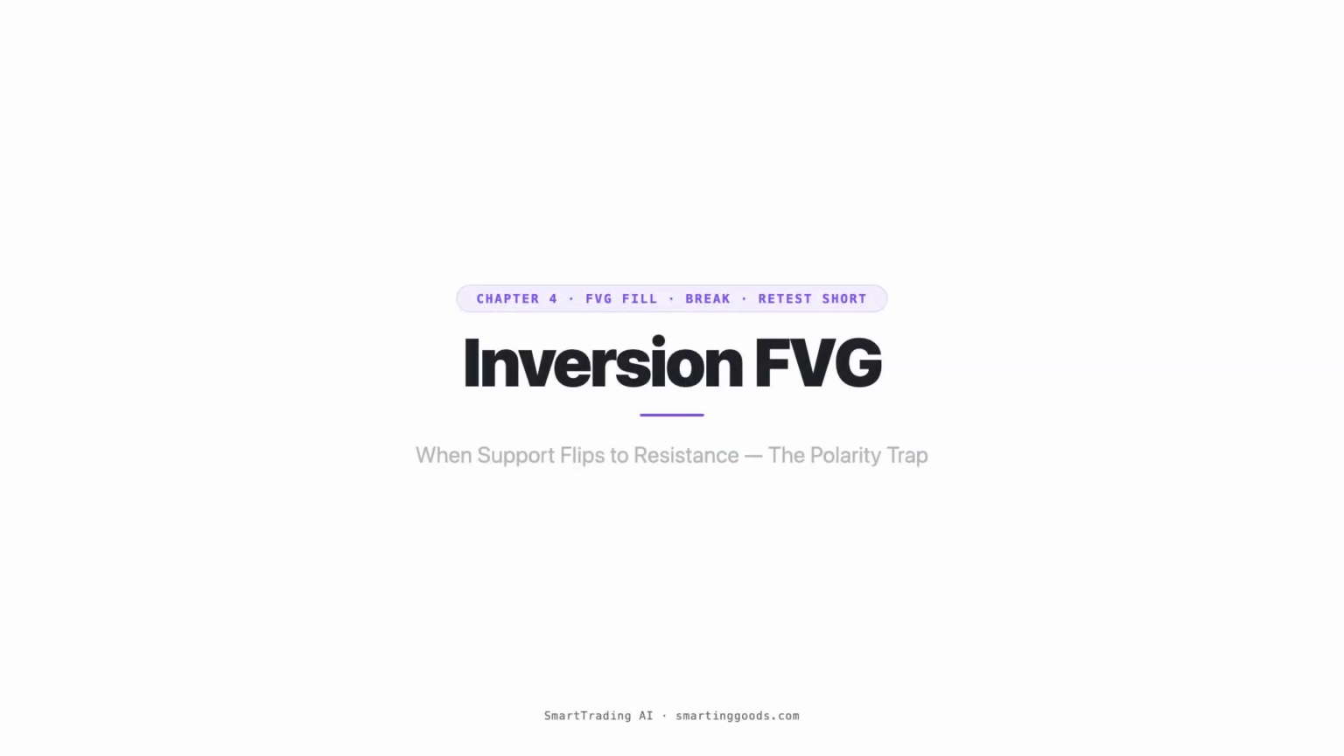Every fair value gap is a magnet. Price always returns to fill the imbalance. But what happens when price fills the gap and keeps going? That is the Inversion FVG, and it is one of the most powerful signals in ICT trading. Here is how it works.